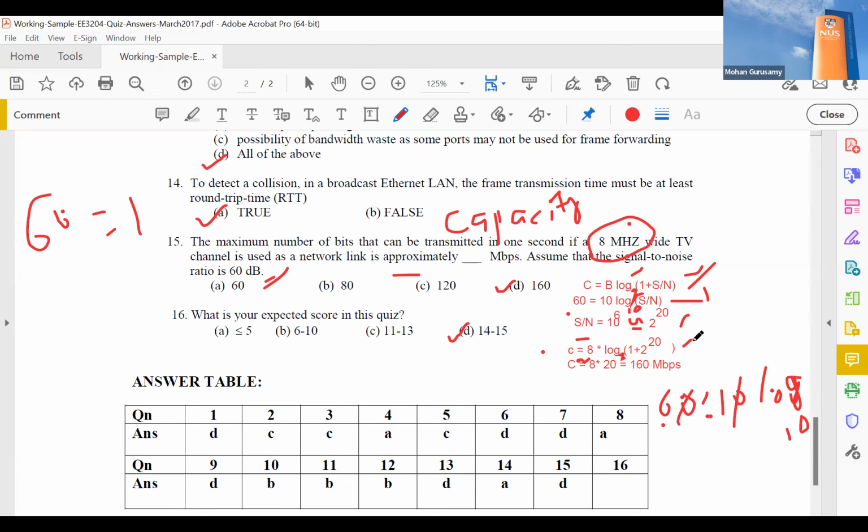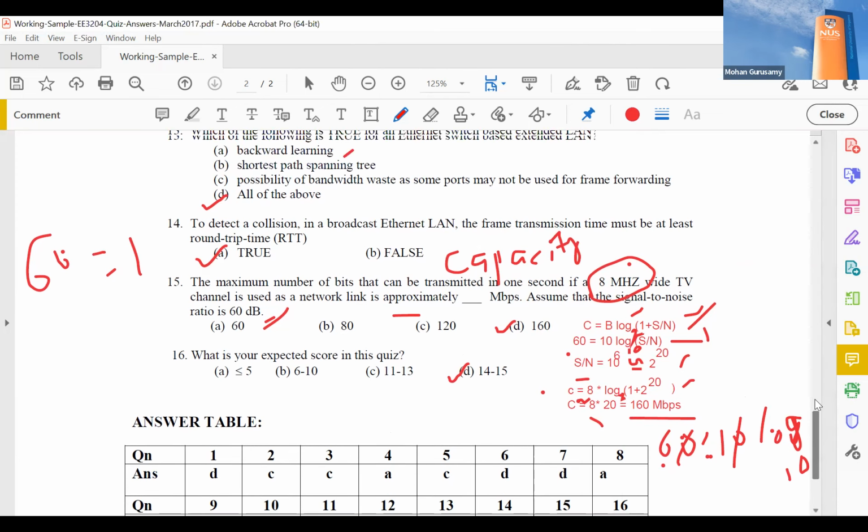1 plus 2 power 20 is 2 power 20 approximately. So log base 2 of 2 power 20 is 20. So 8 into 20 is 160 Mbps approximately. If you use a calculator, you may get a slightly different number, which is close to 160. Maybe you may get a slightly smaller one, 158, 156 or something like this. You can use a calculator. Yes, in the quiz, the test, you can bring your calculator. That's okay.